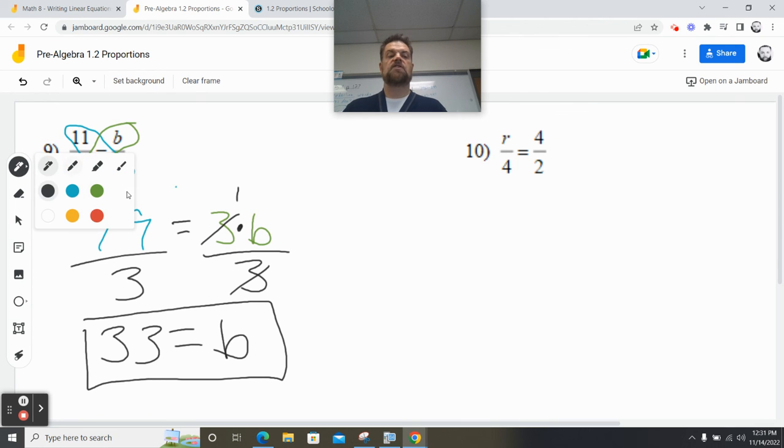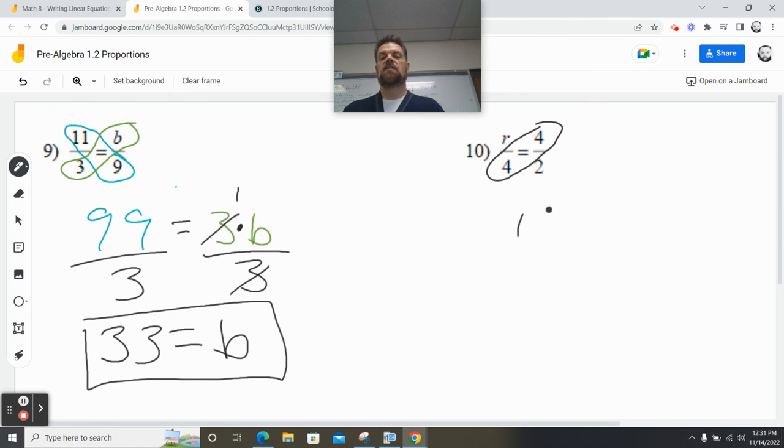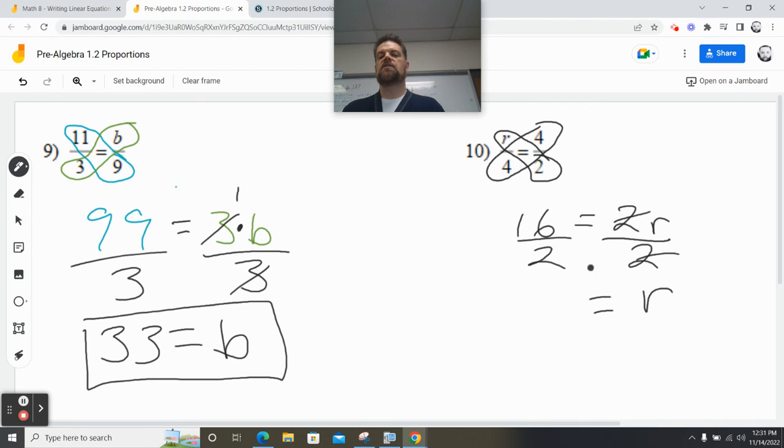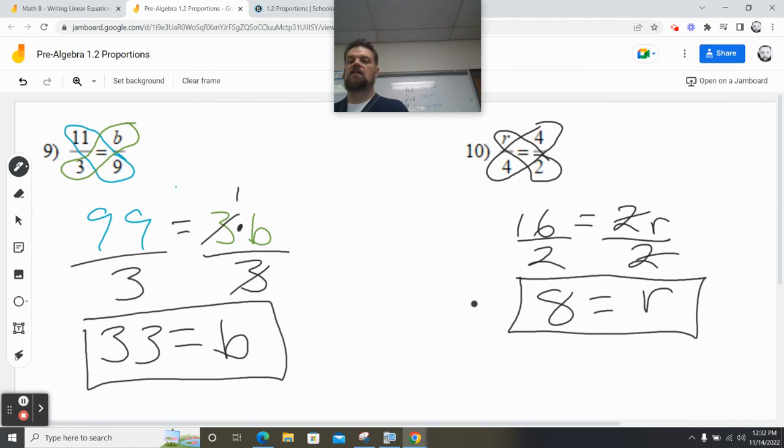All right. Next one. What's 4 times 4? 16. What's 2 times r? 2r. What do I do next? Divide by what? 2. Whatever I do on one side, I do to the other. 2 divided by 2 is just 1. 1 times r is r. 16 divided by 2 is 8. And that is it.